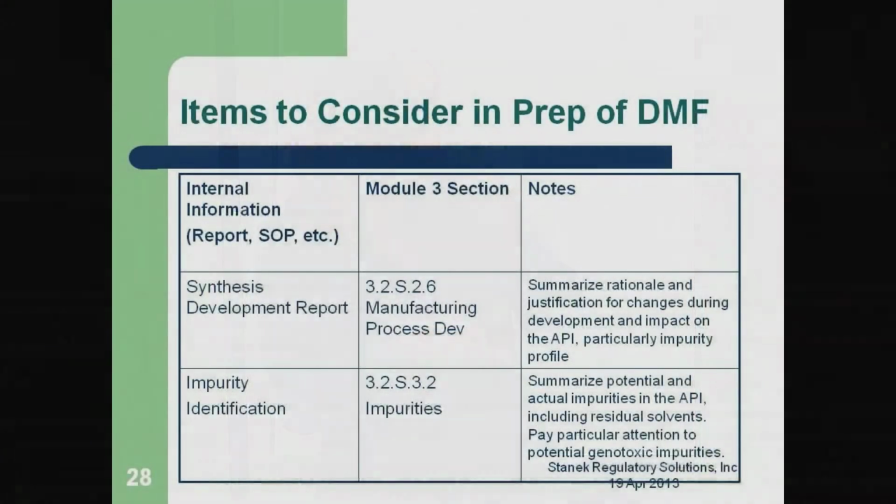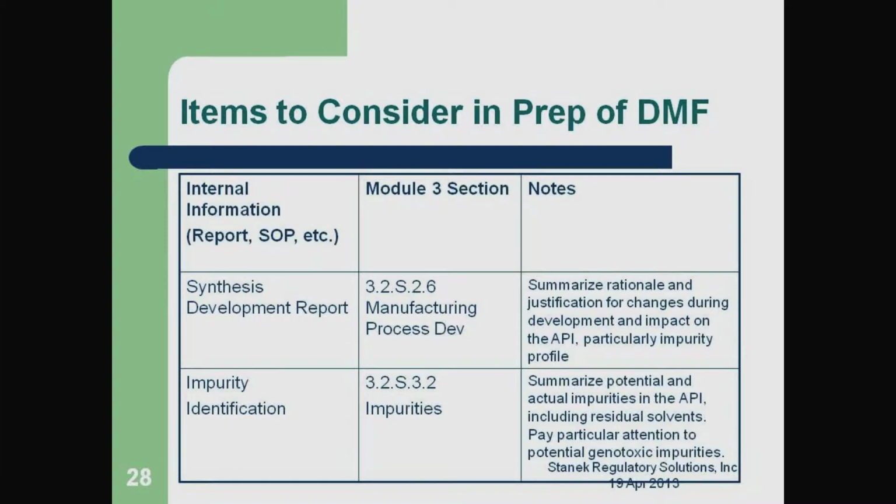A synthesis development report. Some of this information could go into 32S26, your process development. Really, you want to focus on major changes that happen during your development of your final API process, particularly with respect to the impurity profile. They want to make sure that you're not introducing new impurities or that you were trying to actually clean things up. Some of the information from a synthesis development report may go into other sections.